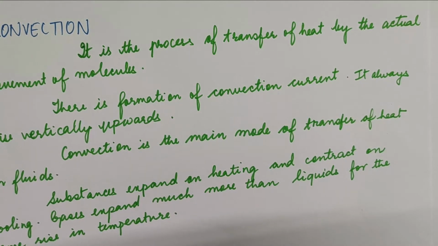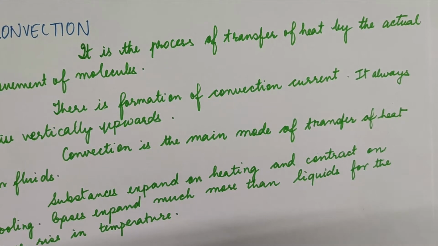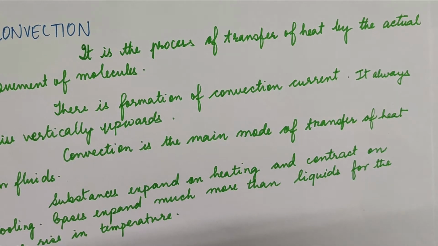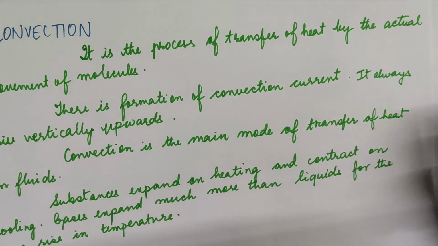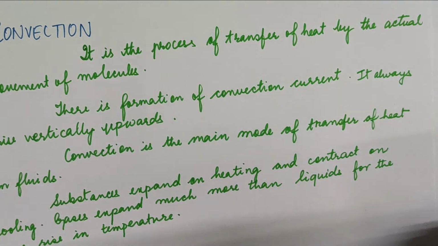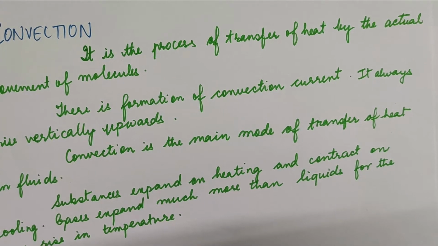So convection is a process of transfer of heat by the actual movement of the molecules. You might have seen water boiling, right? The heat is supplied from the bottom, and when the lower part is heated, the hot particles start rising, and the colder part which is above goes down. So there is actual movement of the particles in convection, and this happens in fluids like liquids and gases.